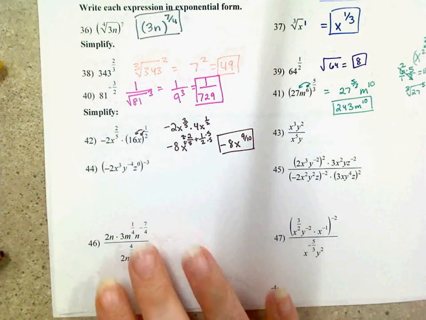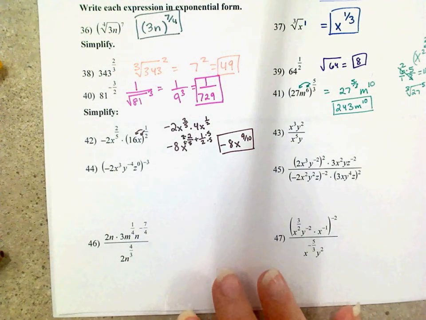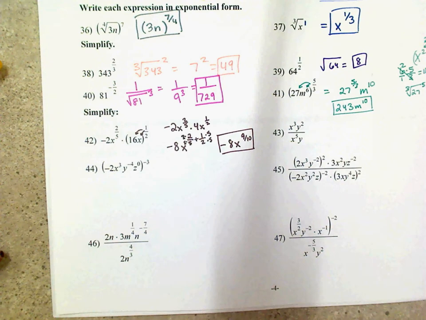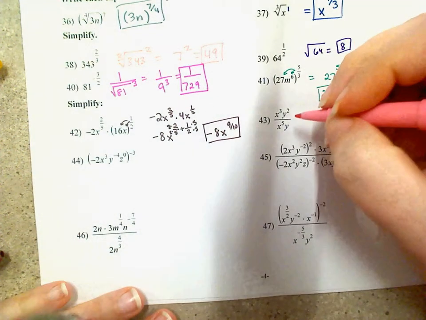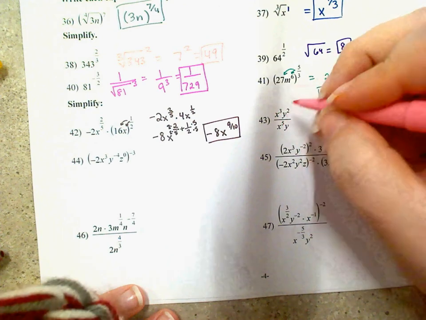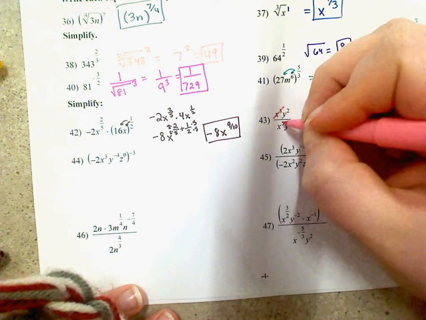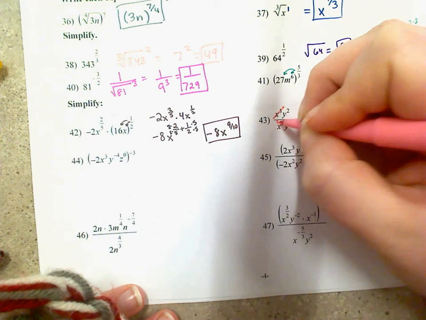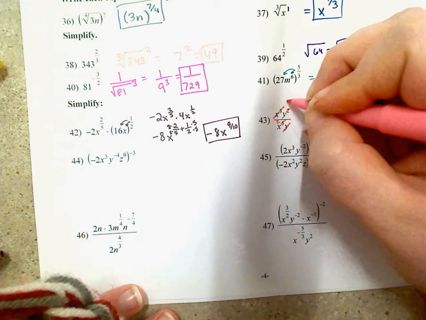On 43, we want to simplify. You can think of it as subtracting 3 minus 5 is negative 2, which means it belongs in the denominator. I like just saying 3 of these simplify out with 3 of those, leaving me with 2 in the denominator. 1 of these cancels out with 1 of those, leaving me with 1 in the numerator. So my final answer is y over x squared.